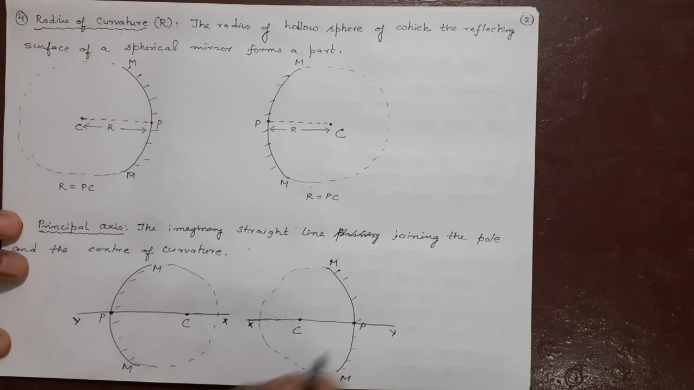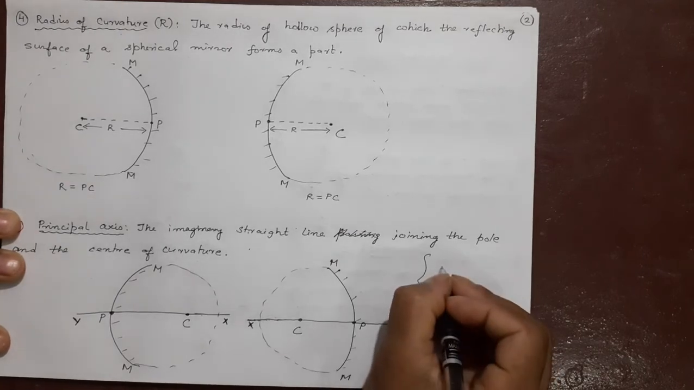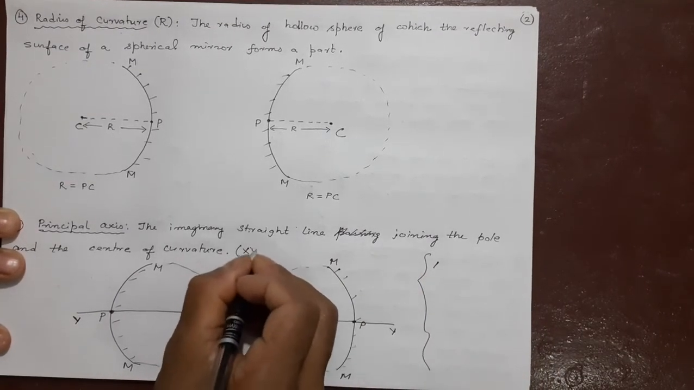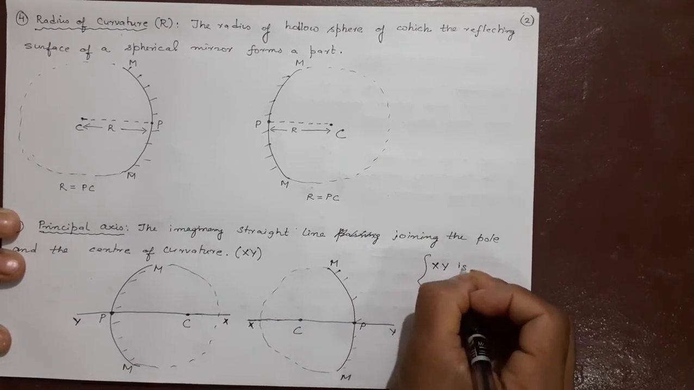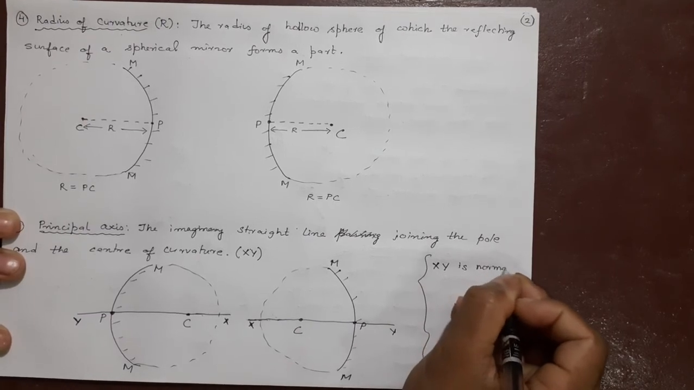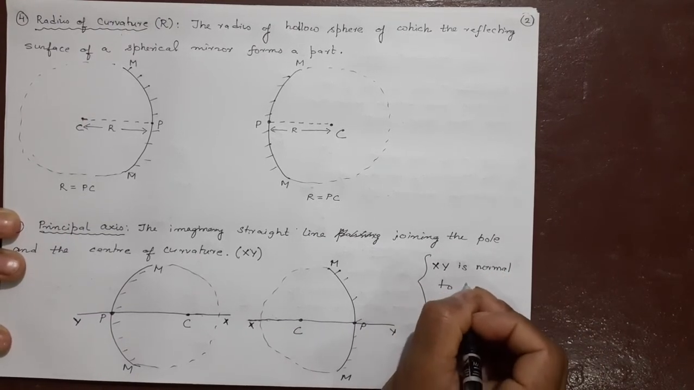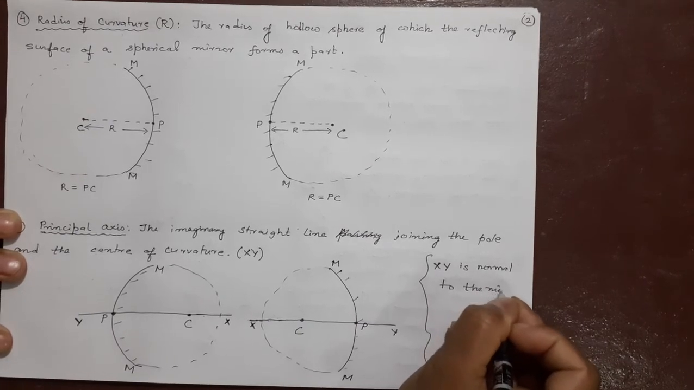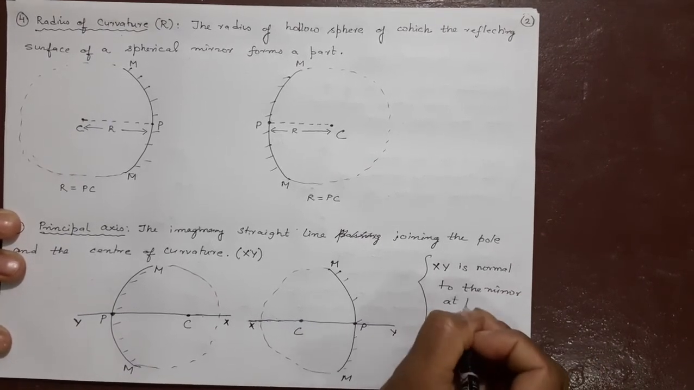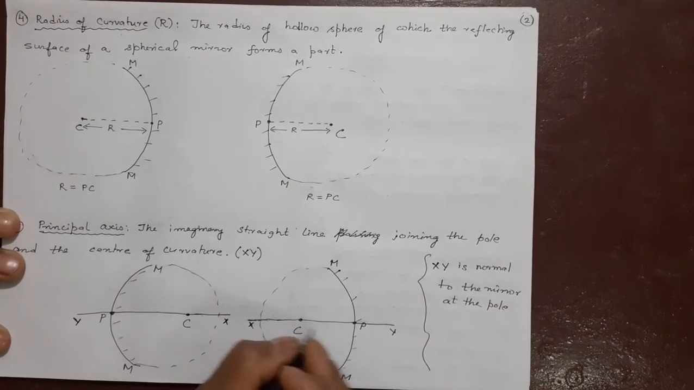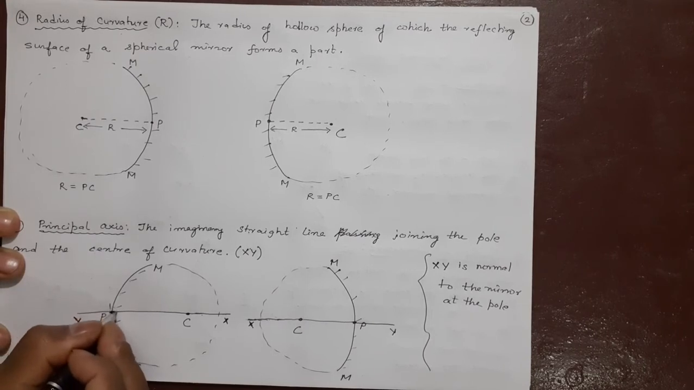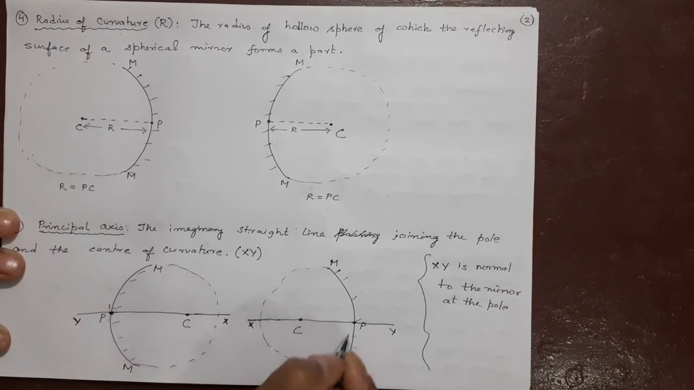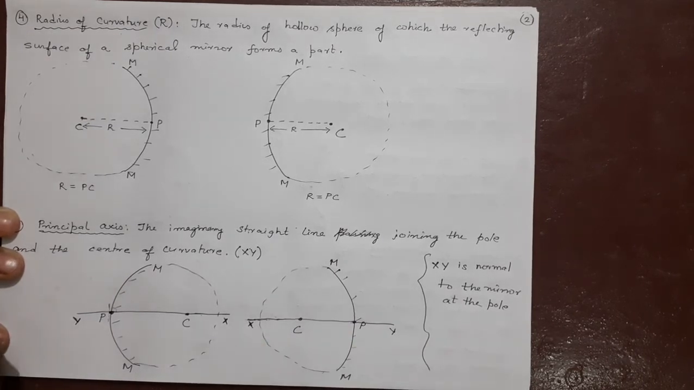And one very important small thing you should remember here is that it is XY in this case. The principal axis is normal to the mirror at the pole. Normal means perpendicular. Exactly at the pole you go here, you will find it like this. Here it is 90 degrees. Exactly at the pole this line makes 90 degrees. So this is how you can see these parts.